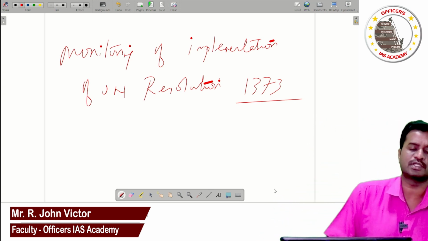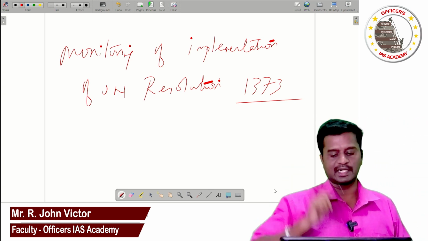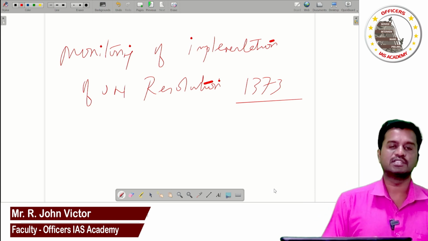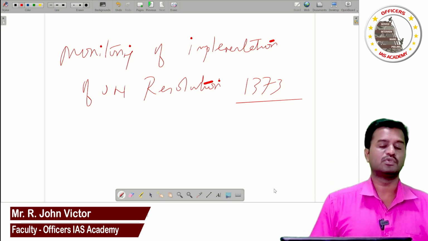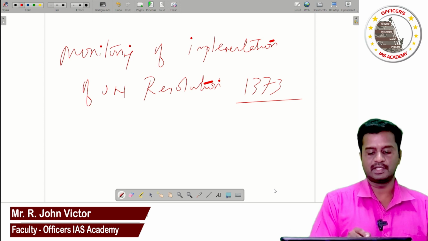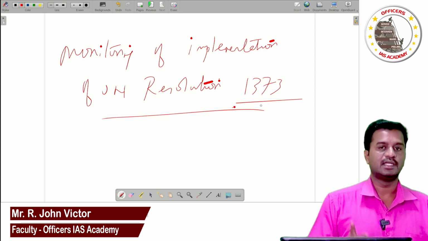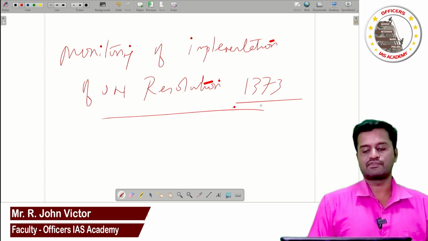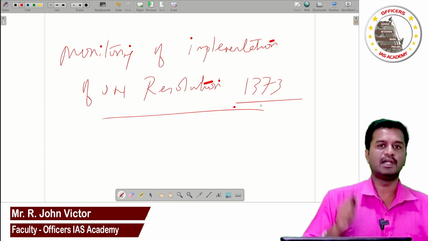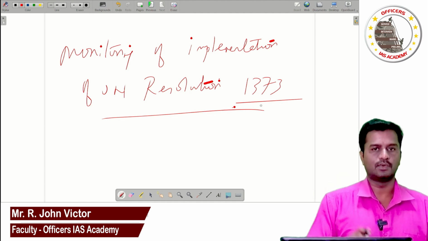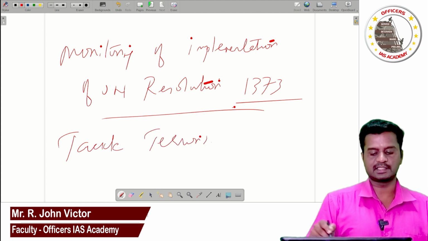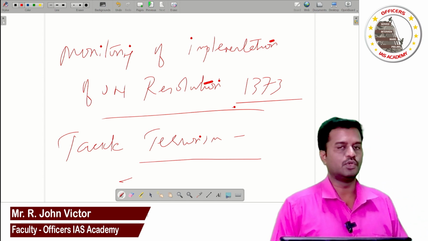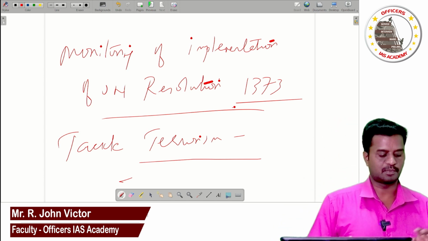UNSC passed this resolution after the 2001 attack, 9/11 attack in US. Then all the countries of the world proactively woke up to the challenge from terrorism. So the UN resolution 1373 is a turning point. After this resolution, a global attempt for tackling terror was started. Now UNSC CTC was established as a body.